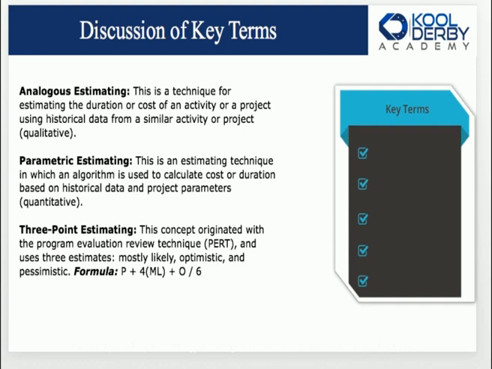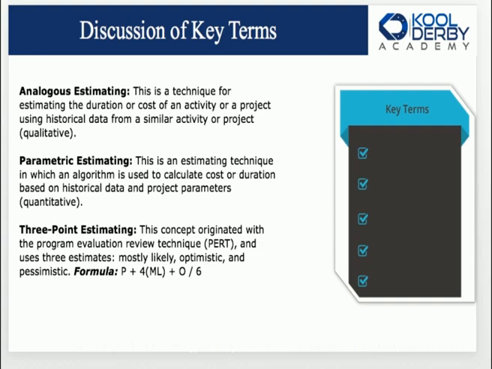and project parameters. Now, you see the word historical data again, but the difference here is that in analogous estimating, it was used without any further computation. It was just like, well, those projects took, or those activities took several months, 2 weeks or whatever it was. With parametric estimating, we feed variables, like, for example, let's just say we're constructing a new building, a new civic or community center, something like that.